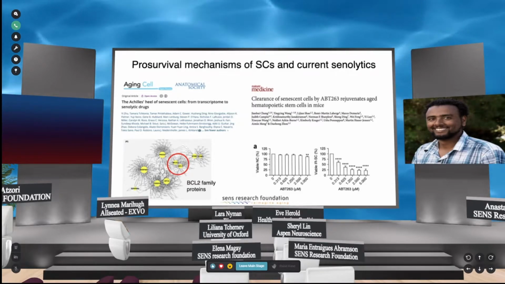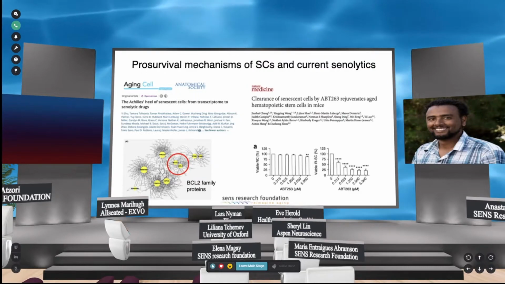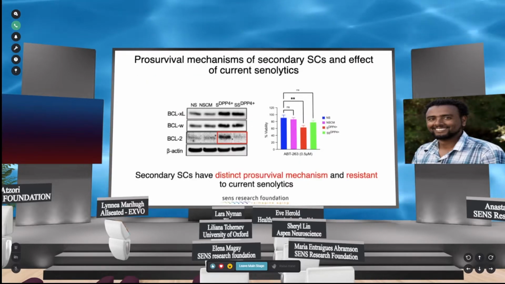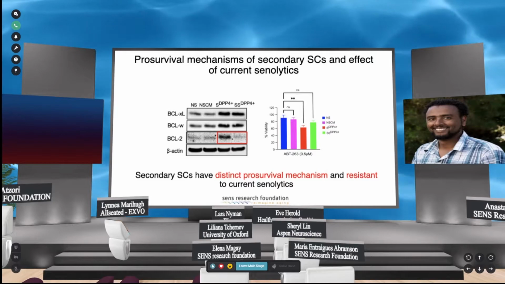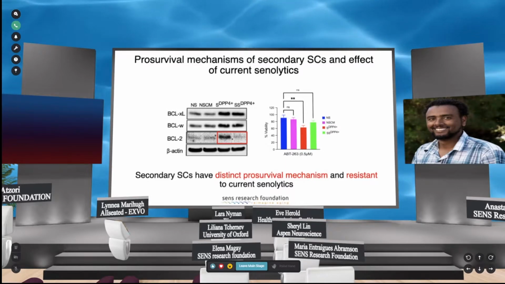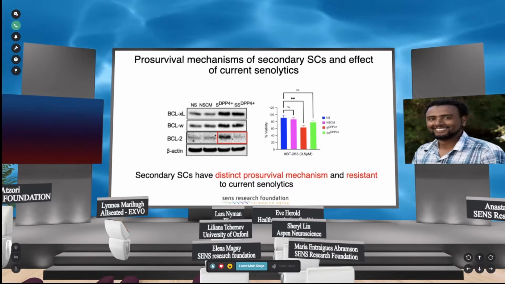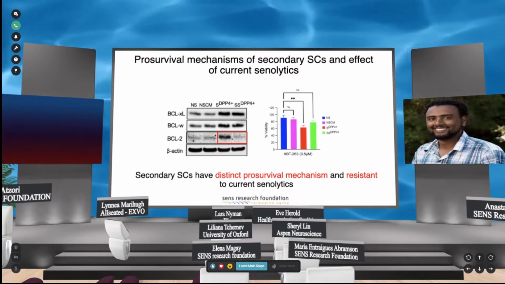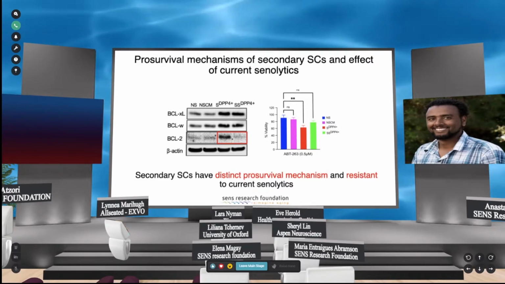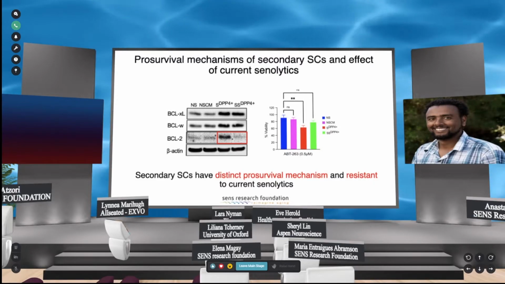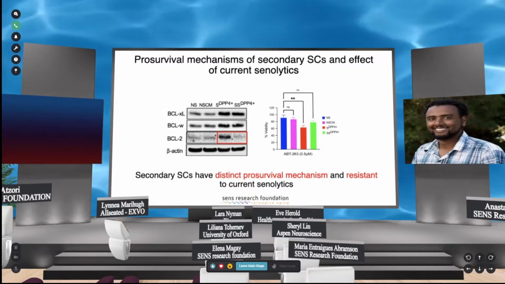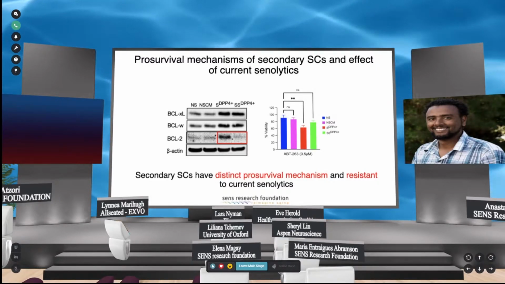So now what we are asking is, do the secondary senescent cells have the same pro-survival mechanism like the primary senescent cells? And for this, we measured the expression level of the BCL2 family proteins in both primary and secondary senescent cells: BCL-XL, BCL-W, and BCL2. If I take your attention to the section highlighted in red, the first column on the right is secondary senescence, followed by primary senescence. So primary senescent cells, not surprisingly, have high levels of these BCL2 family proteins. But to our surprise, the secondary senescent cells don't express the BCL2 protein.